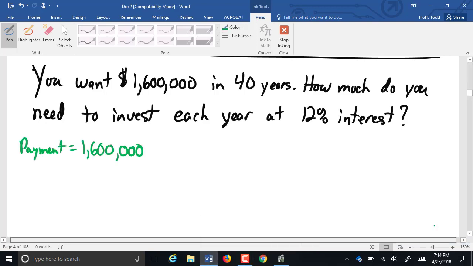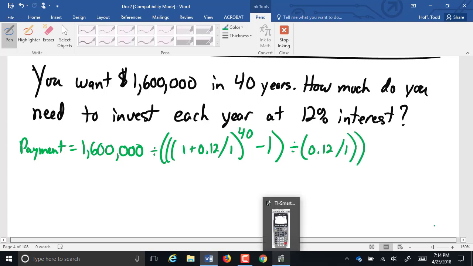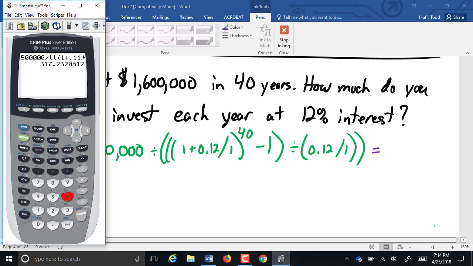So we've got the 1.6 million divided by open parentheses, 1 plus 0.12 divided by 1, close parentheses, to the power of 1 times 40, just 40, minus 1, close parentheses, divided by, open parentheses, 0.12 divided by 1, close and close. That's per year. Asking per year.